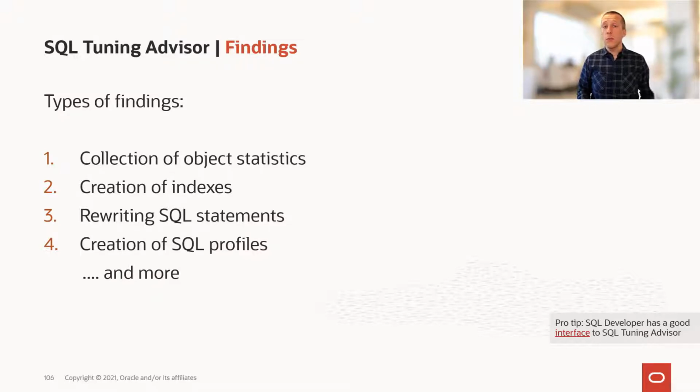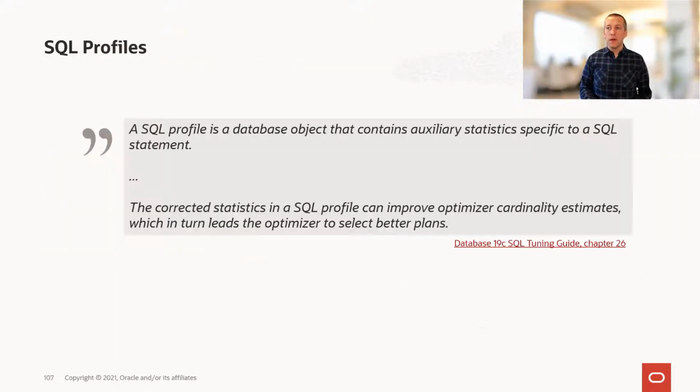It can also come up with suggestions to creating SQL profiles, and that I would like to show you a little more about. SQL profile is basically some auxiliary statistics that you can apply to a SQL statement. And the idea is that those extra statistics can ensure that the optimizer comes up with better cardinality estimates and eventually come out with a better plan.